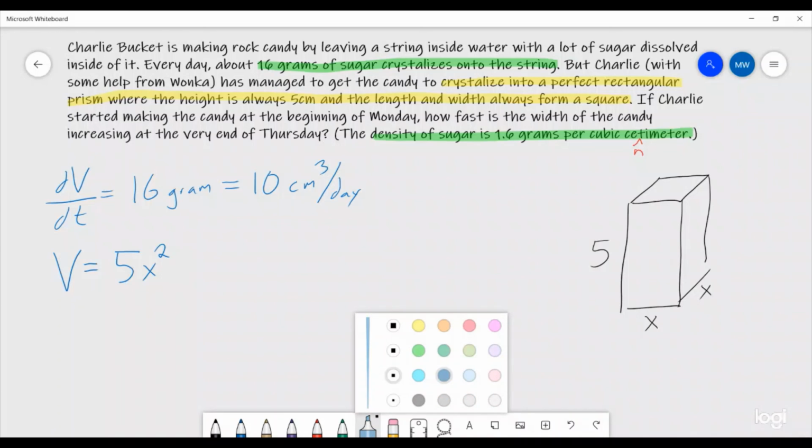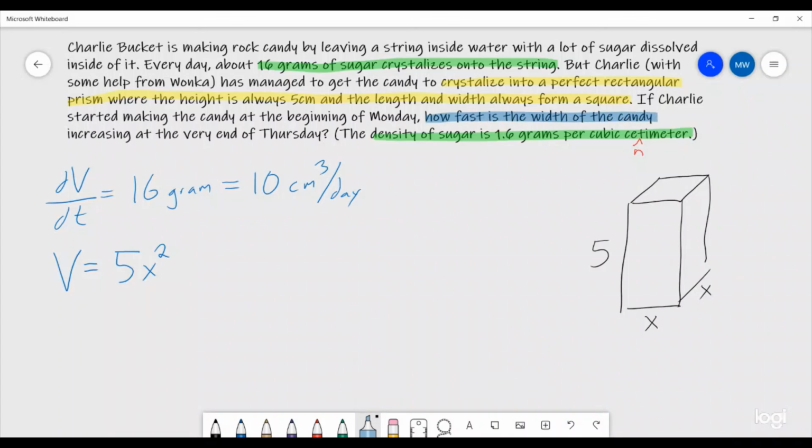We're trying to find how fast is the width of the candy increasing at the end of Thursday. So the width, that's this thing down here. That's the x that we're trying to find. So we need to find what is dx/dt. That's what we don't know. So let's go through and try and figure that out.